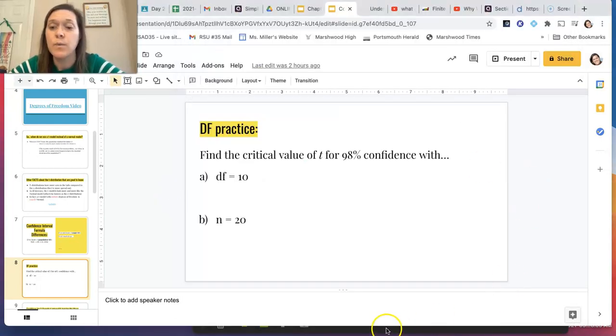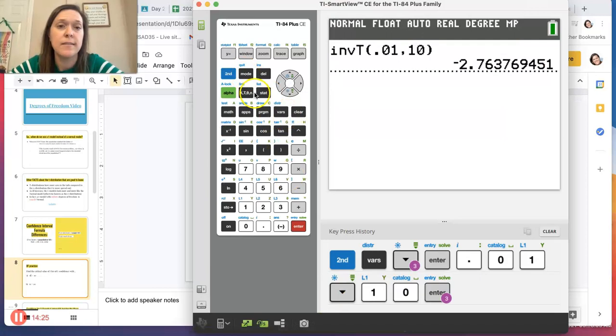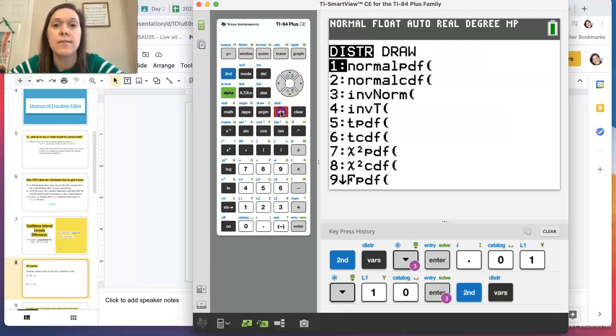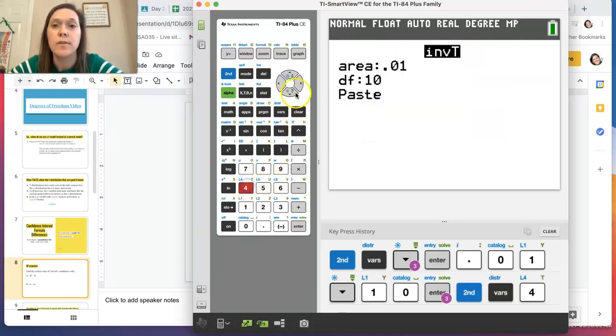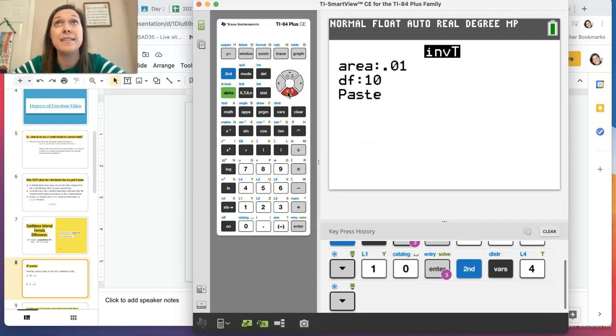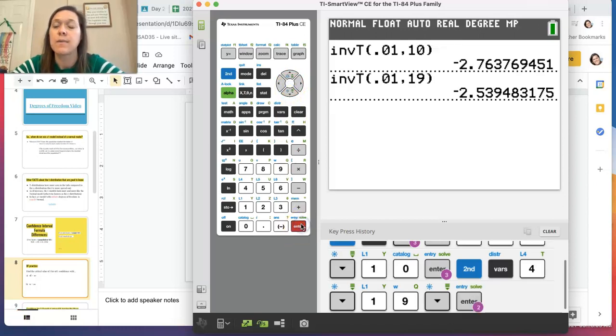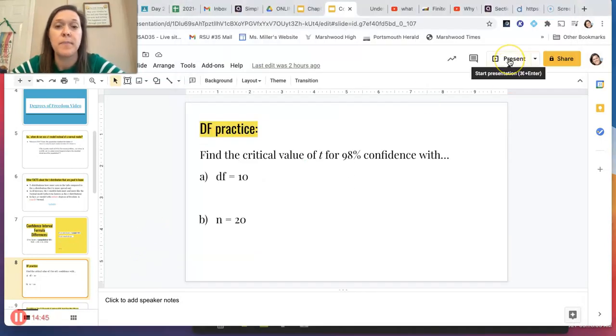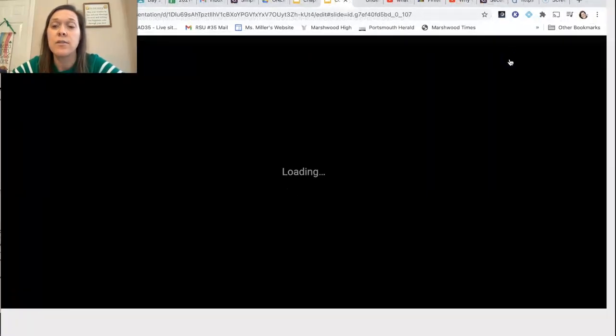For n equaling 20, I'm going to go back in and do that again. Second vars, number 4, 0.01. Now if n is 20, then my degrees of freedom is n minus 1, so 19 gets me my t critical value to be 2.539. Might be a good set of numbers to go with. Okay, so make sure you can do that on your calculator.